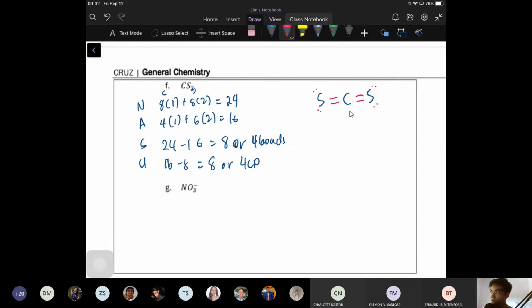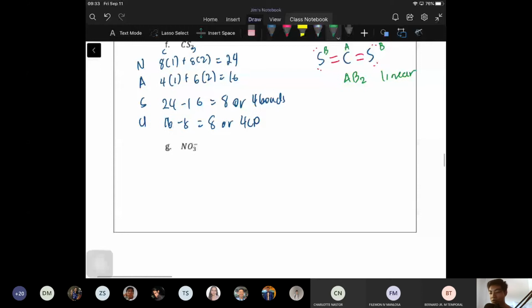Okay. Nothing is left for the carbon. And they all have octets. This is octet, this is octet, this is octet. So, we're okay there. What's my code? Central atom is A, terminal atom is B. So, this is AB2, which is linear. So, I will not redraw that because it is already linear. So, I'm done. And last one, NO3 minus.